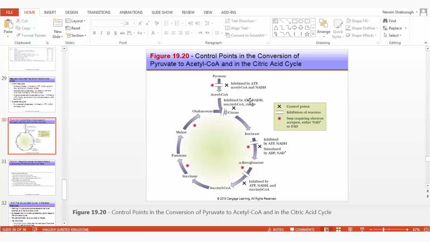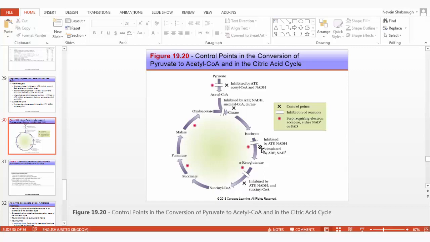Now, regarding the regulatory enzymes that control the citric acid cycle, we said there are 3 sites, or 3 enzymes, or 3 reactions. The first one is citrate synthase. Citrate synthase is an allosteric enzyme which is inhibited, as I said, by both ATP and NADH, and also succinyl-CoA. In addition, citrate here is a product inhibition, whereas succinyl-CoA here exerts feedback inhibition.